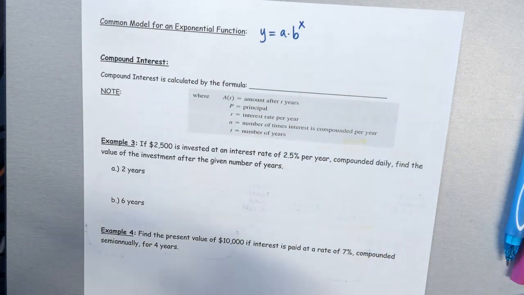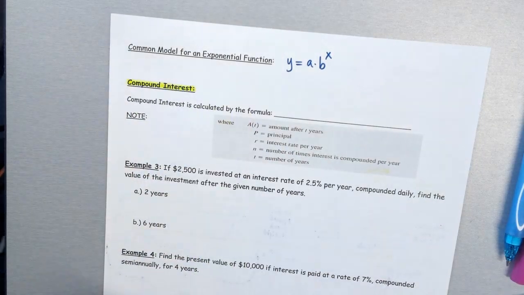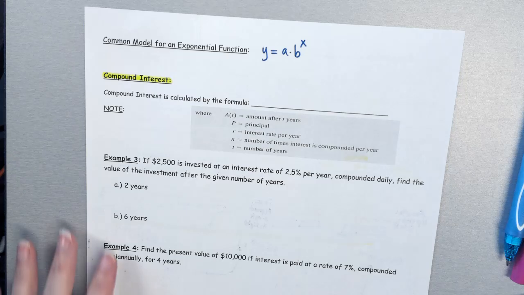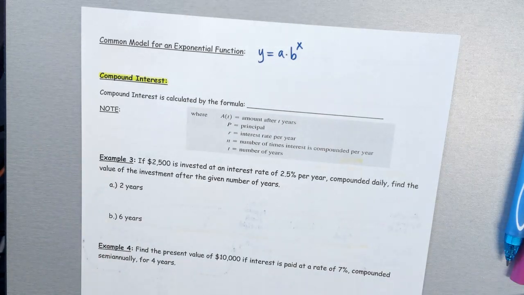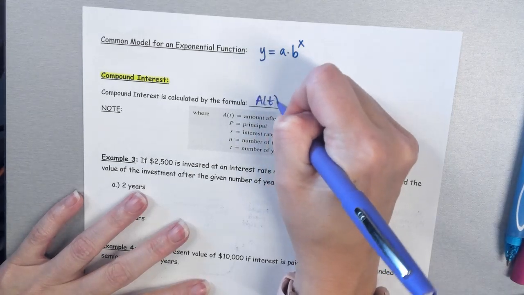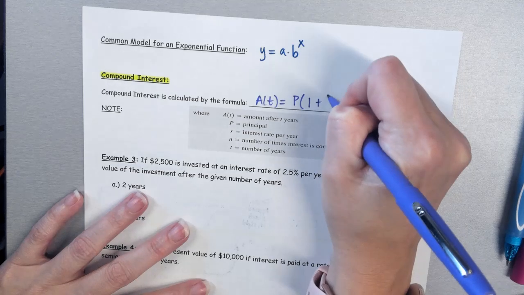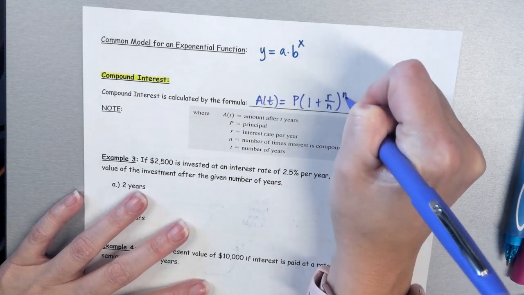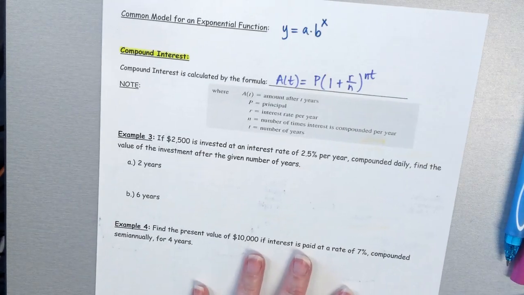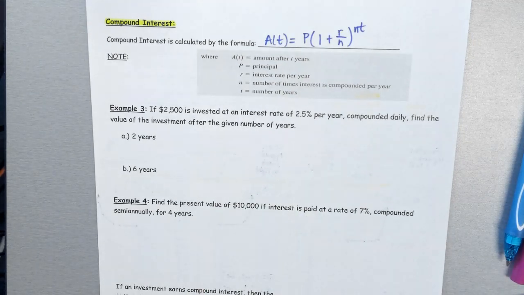A very common application is compound interest. Again, this should feel a little bit familiar to you. Compound interest is calculated by the formula A of t equals P times (1 plus r over n) to the nt. And that is something that you will be given on your quiz. There'll be 2 equations, and they'll just be given to you at the top, okay?